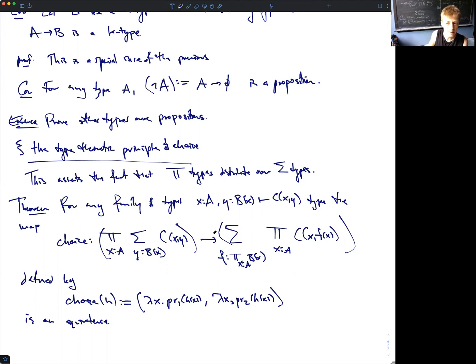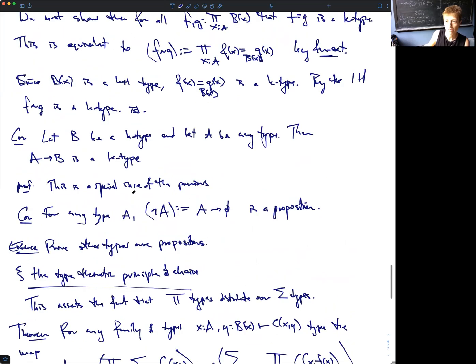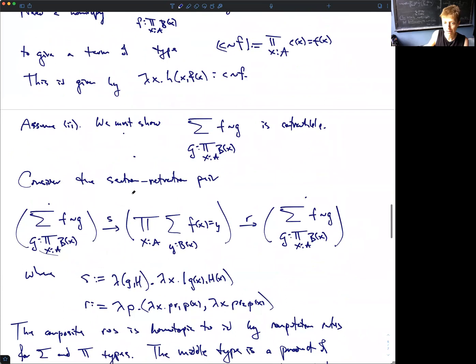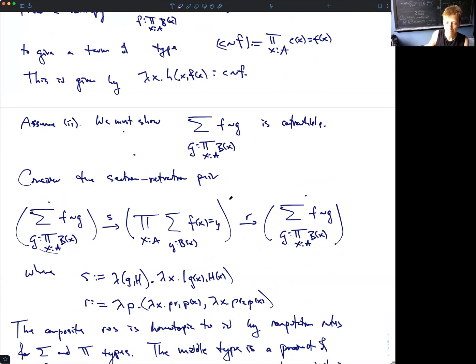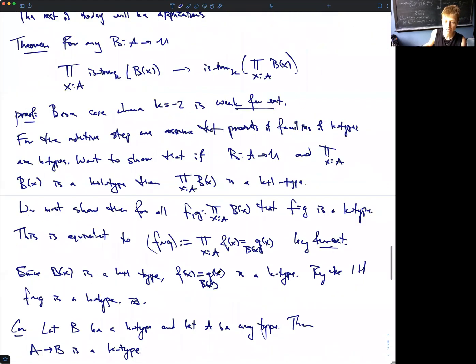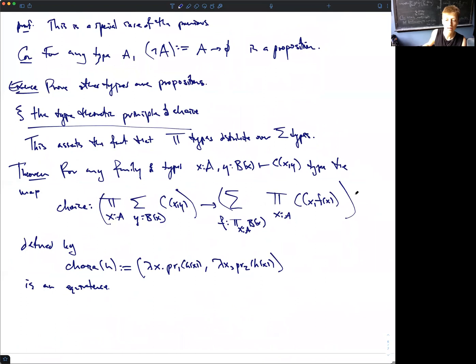A thing I want to comment on is that distributivity of sigma over pi is something we've seen already. In the proof that weak function extensionality implied function extensionality, we had this section and this retraction. The retraction was defined by taking a function valued in a sigma type and separating it out into its two components. That's a special case of what's going on with this general choice function here.